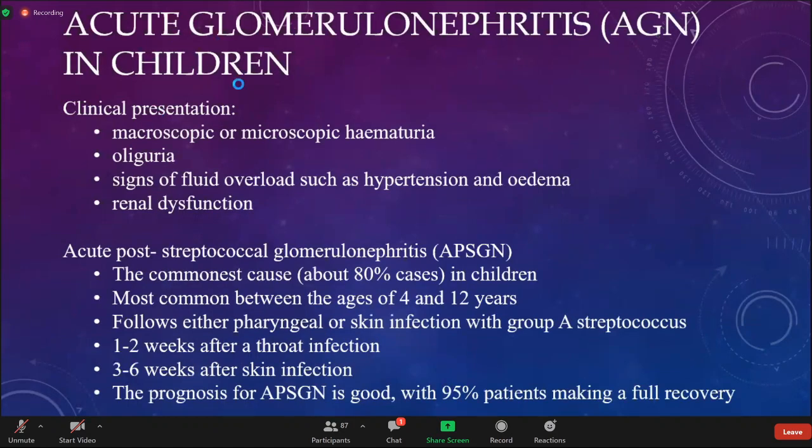Okay, I have gone through nephrotic syndrome. Do you have any questions before I switch to AGN? Any burning questions to ask? You can ask now. We can discuss for about 5 or 10 minutes. We can discuss any questions you are having. Anybody?